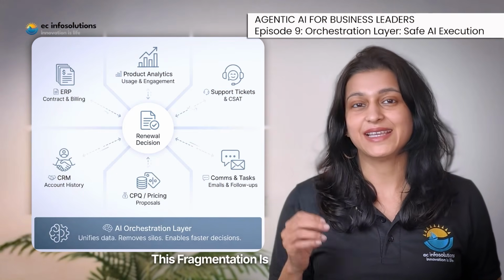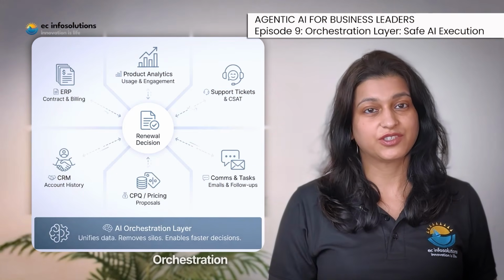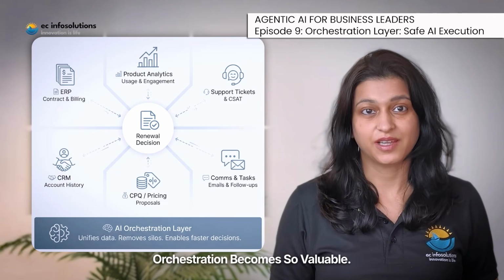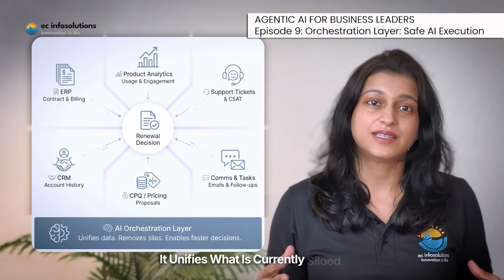In real enterprise environments, the data required for a renewal is rarely located in one system. It is typically scattered across at least 3 to 5 different applications. This fragmentation is exactly why AI orchestration becomes so valuable. It unifies what is currently siloed.